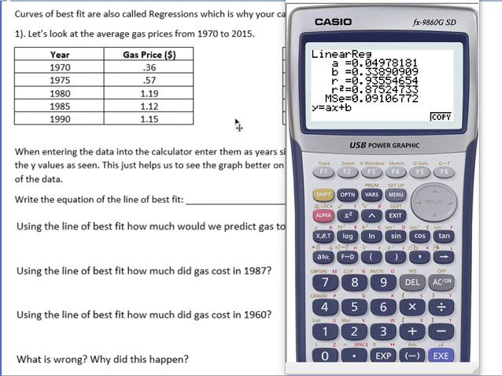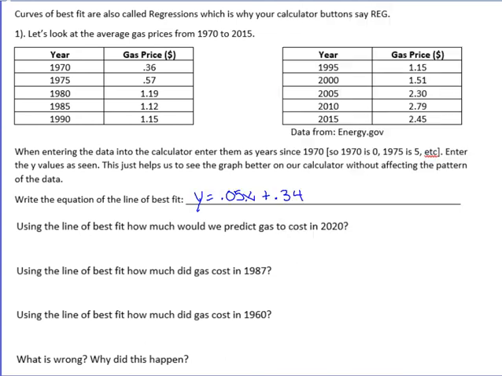All right, and then it gives us the equation for the line. The line is ax plus b. So this value for a, that is my slope. This value for b, that is my y-intercept. And we're going to round things to the nearest hundredth, so the second decimal place. So y equals 0.05x plus 0.34. That is my equation. Using the line of best fit, how much would we predict gas to cost in 2020?